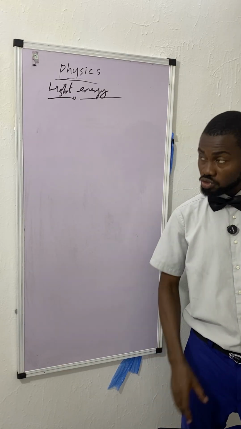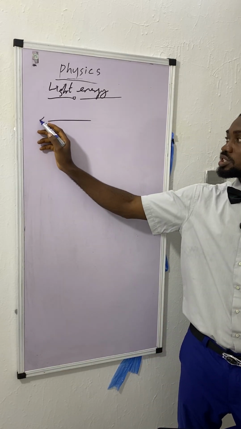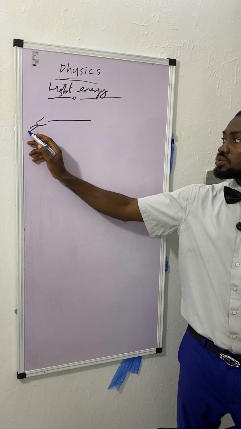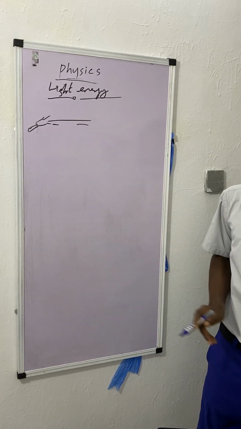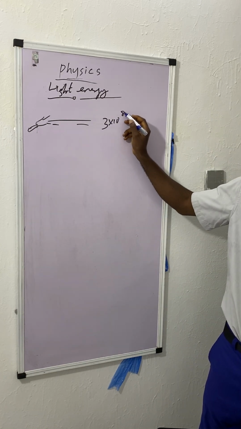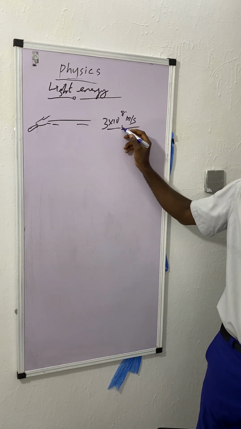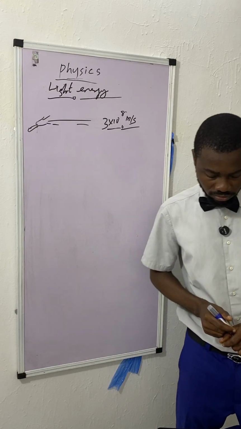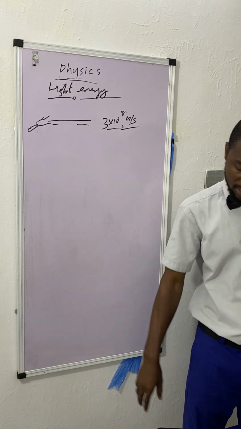And it travels usually in a straight line. So when I point a torch here, it travels in a what? In a straight line. All right? At a speed of 3 times 10 raised to power 8 meters per second. This is the speed of light in a vacuum. All right? The speed of light in a vacuum.